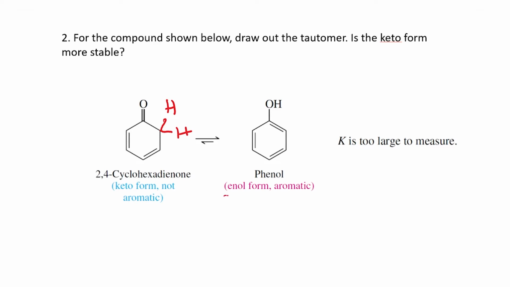commonly known as phenol. In this enolization process, it has actually gained aromaticity, and we all know that aromatic compounds are substantially more stable than their corresponding olefin counterparts. So when we try to detect the keto form in this compound, we are unable to detect it using a variety of experimental techniques. Therefore we can propose that the equilibrium constant is really large in favor of the phenol. So the keto form is certainly not the stable form in this case.